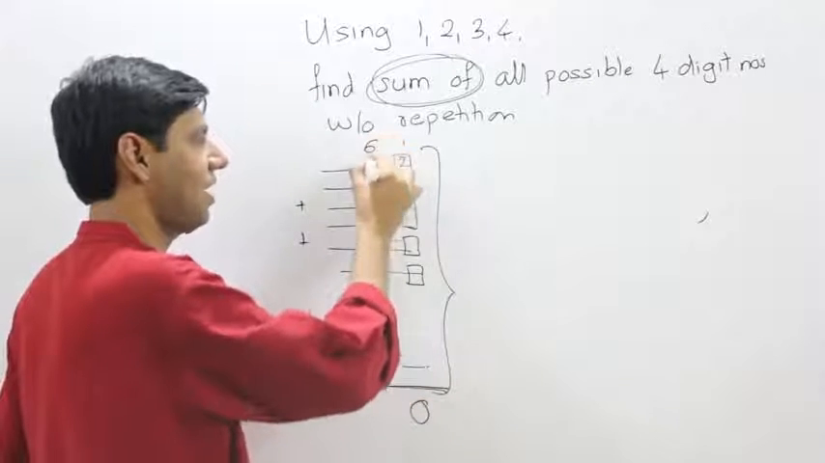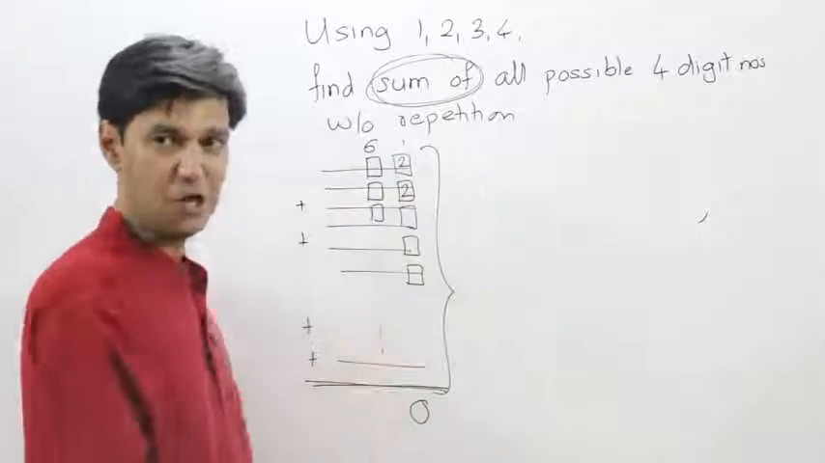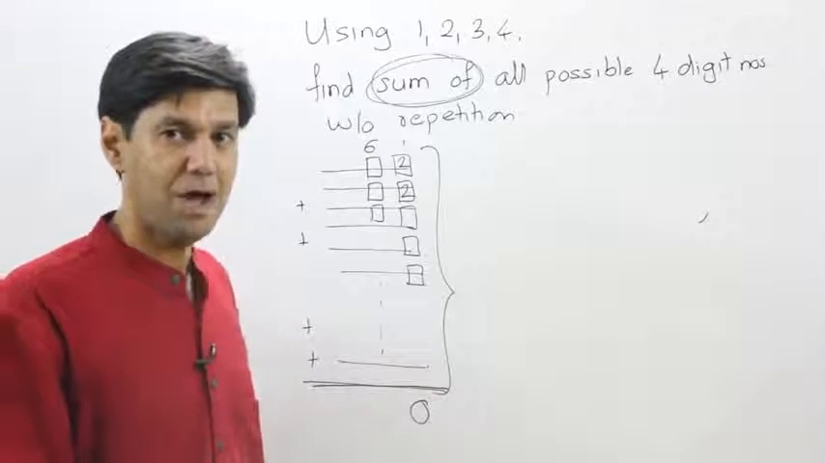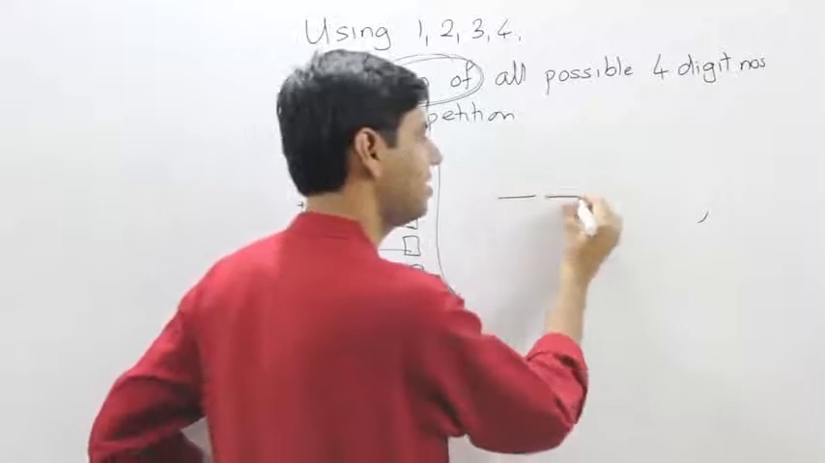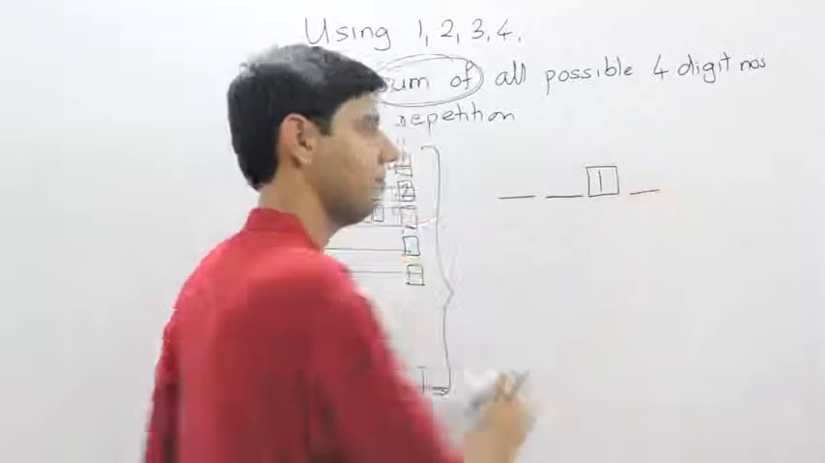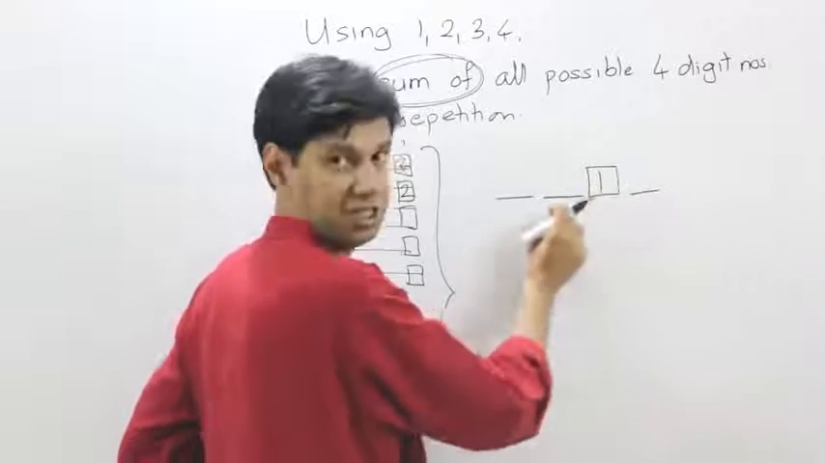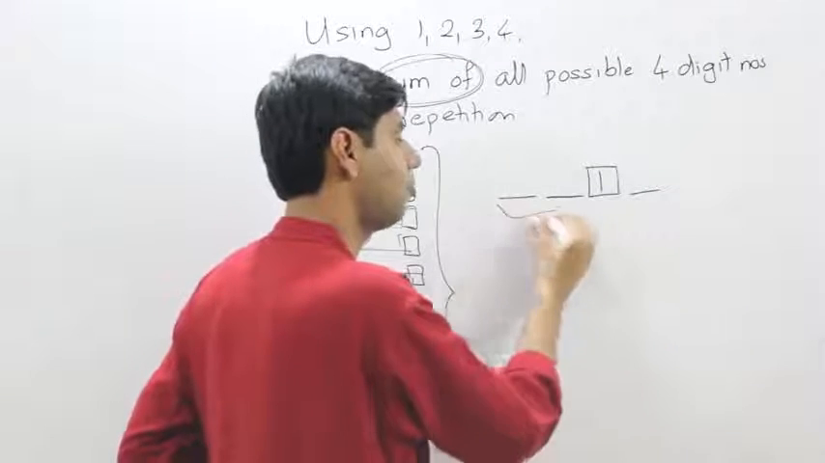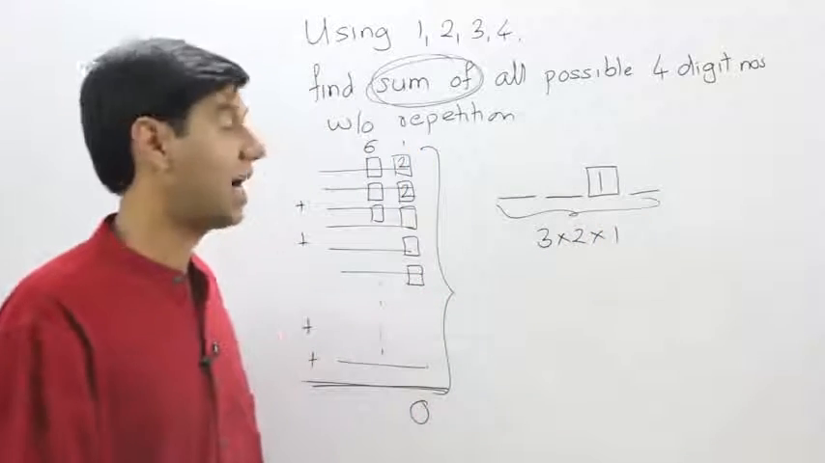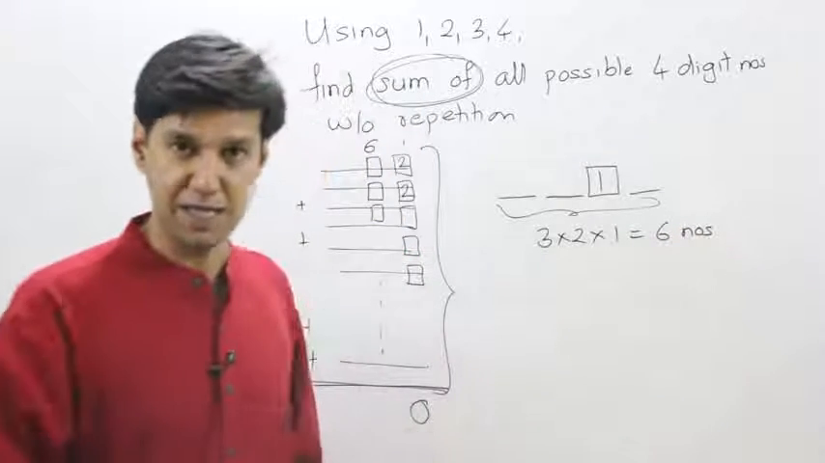So now let's come to the tens column. How will the tens column look? When I go to add the tens column, would I again encounter the same digits 1, 2, 3 and 4? How many times will I encounter the digit 1 in the tens place now? Okay, so 1 is filled in the tens place. I am still left with 3 positions and 3 different digits, and so they could be filled in 3 into 2 into 1 ways. That is 6 ways again. So I would again be having 6 numbers which have the digit 1 in the tens place.